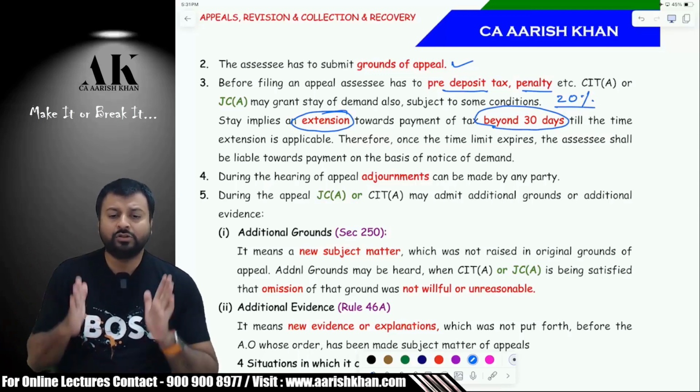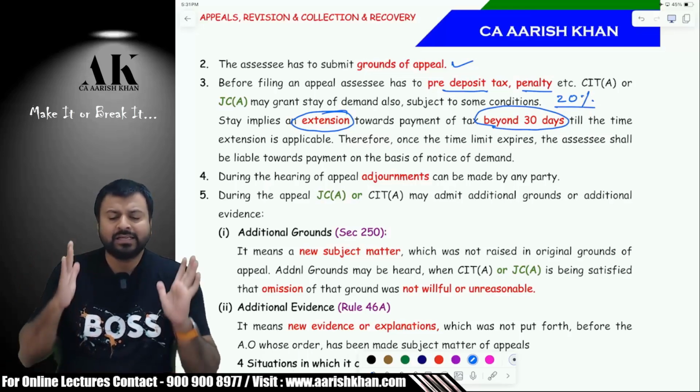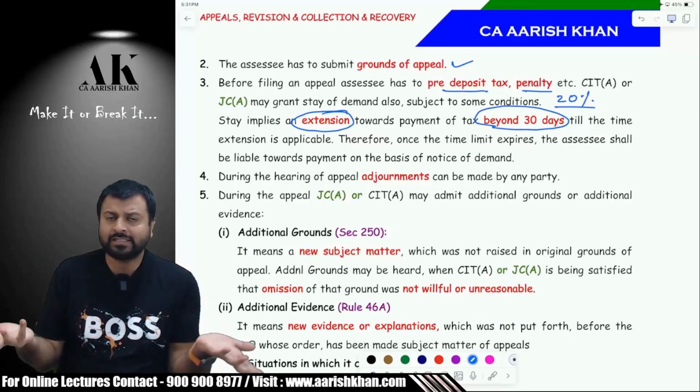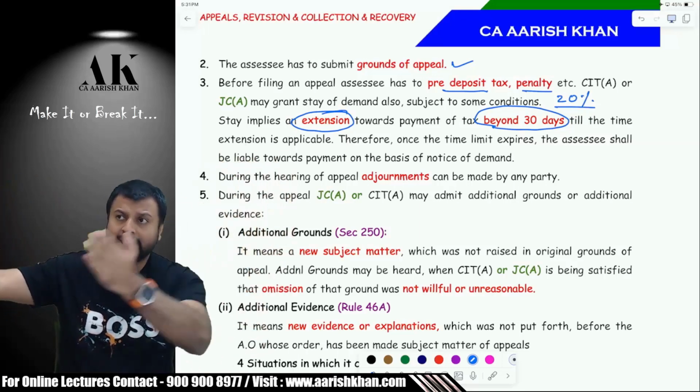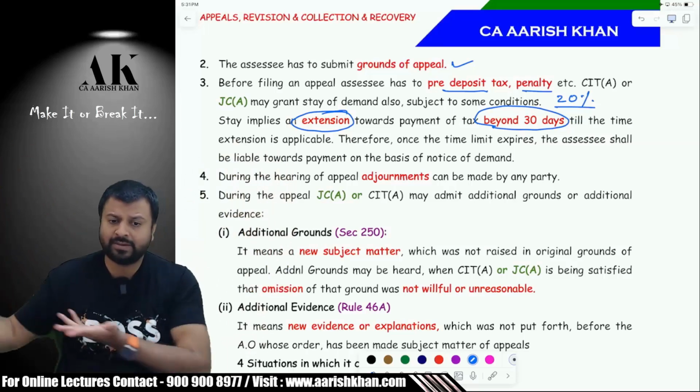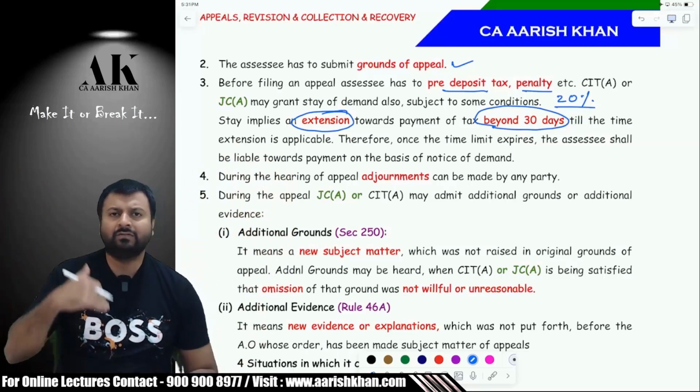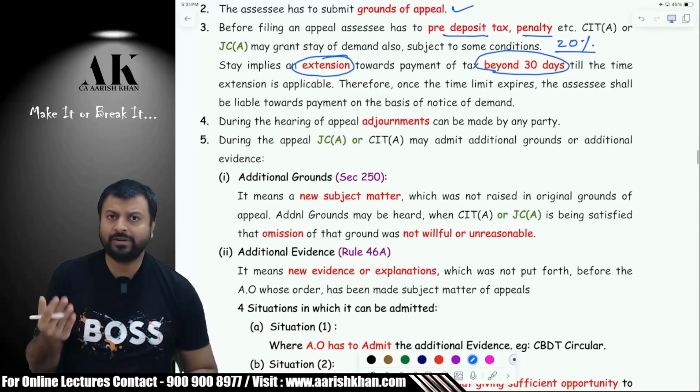Now, during the hearing, can there be adjournments? Yes, there can be adjournments because of multiple reasons. There can be an adjournment because of me, because of the AO, because of the CIT appeal, or the JC appeal also. It may happen. Now, once the appeal has started, there are two possibilities over here.